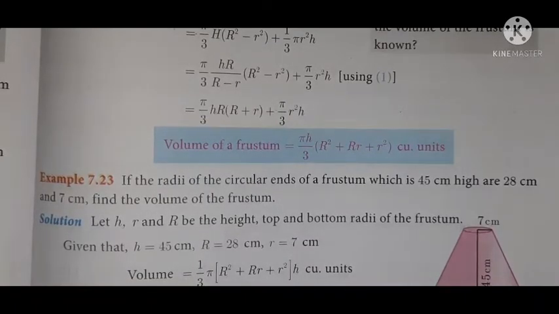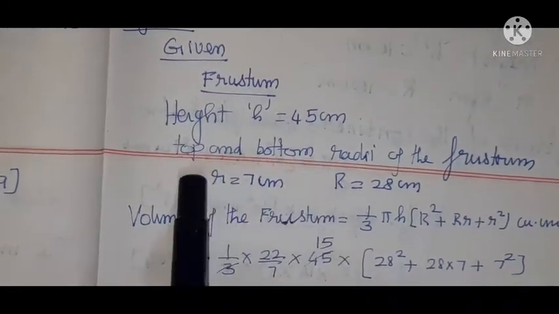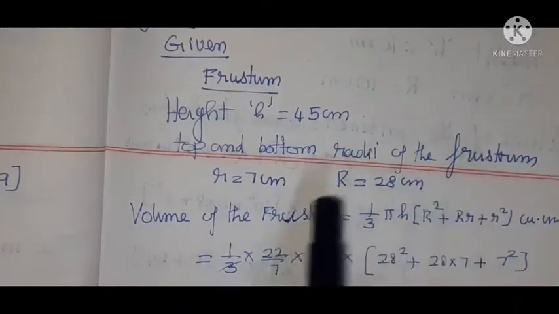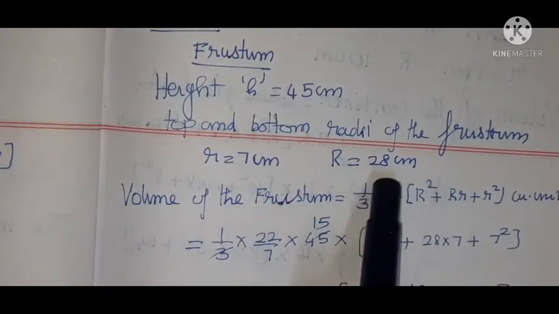Greater value is taken as capital R. Given frustum height h is equal to 45 cm. Top and bottom radii of the frustum are given. Small r is 7 cm. Capital R is 25 cm.